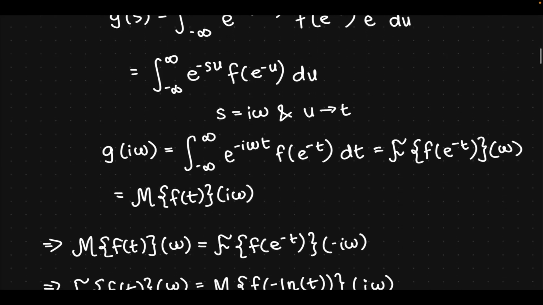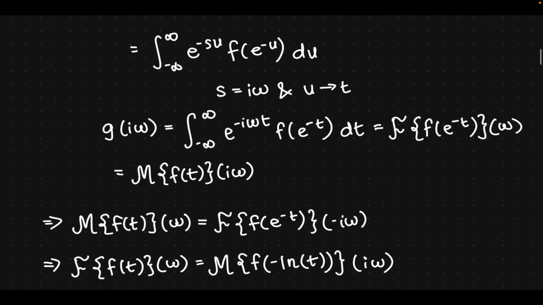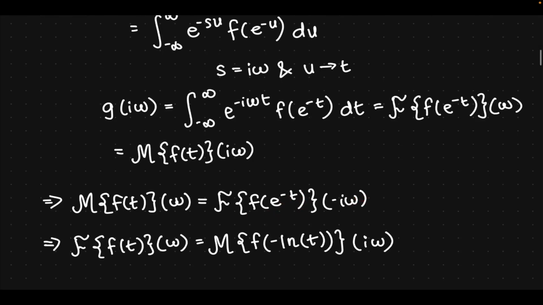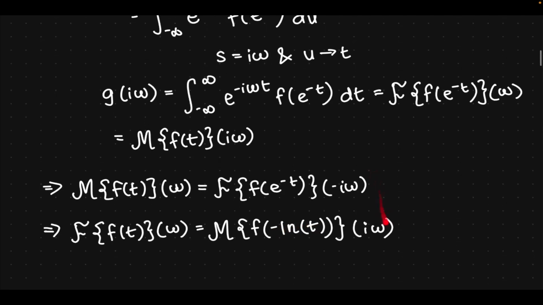Okay, fair enough. So we have these two sets of relationships between the Mellin transform and the Fourier transform. The Mellin transform of f of t, as a function of omega, is the Fourier transform of f of e to the minus t, as a function of negative i omega. And similarly, we can invert this around to have the Fourier transform of f of t, as a function of omega, is the Mellin transform of f of negative natural log of t, as a function of i omega. So these are two nice properties.